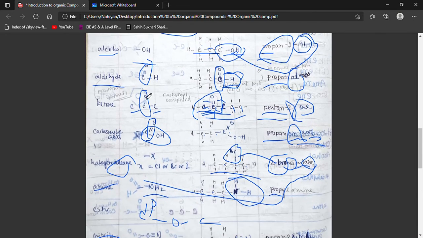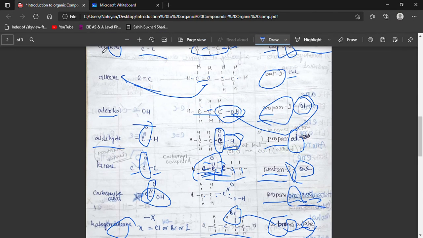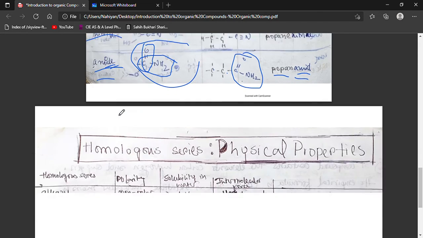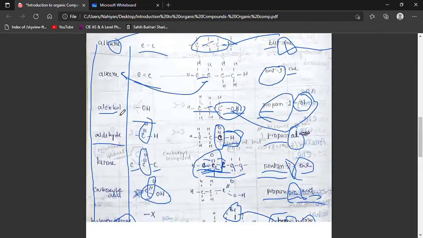So, basically you need only these few, up to the halogenoalkane. These are the ones you really need to know for the AS level. The other ones are not that important.